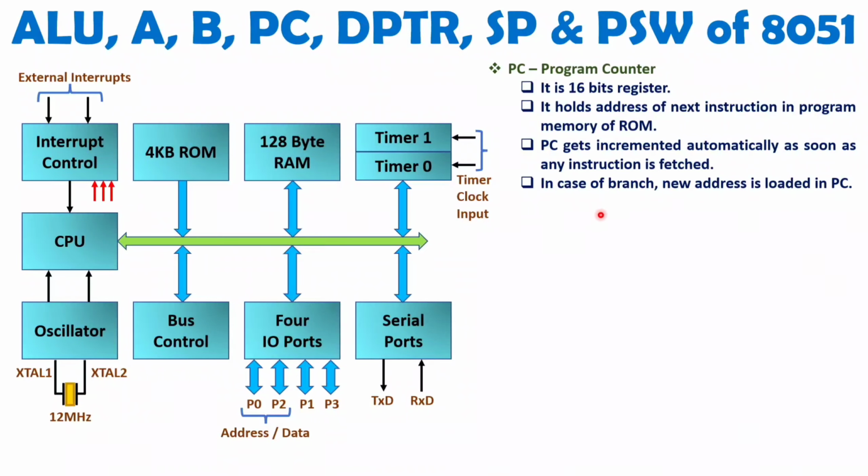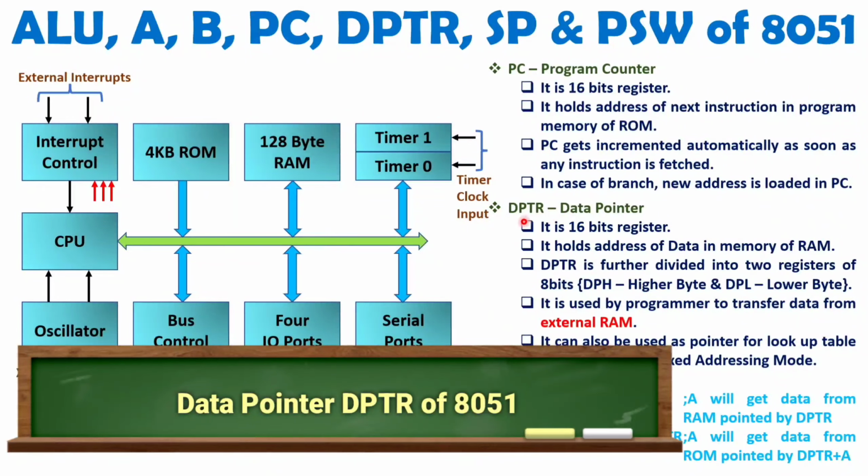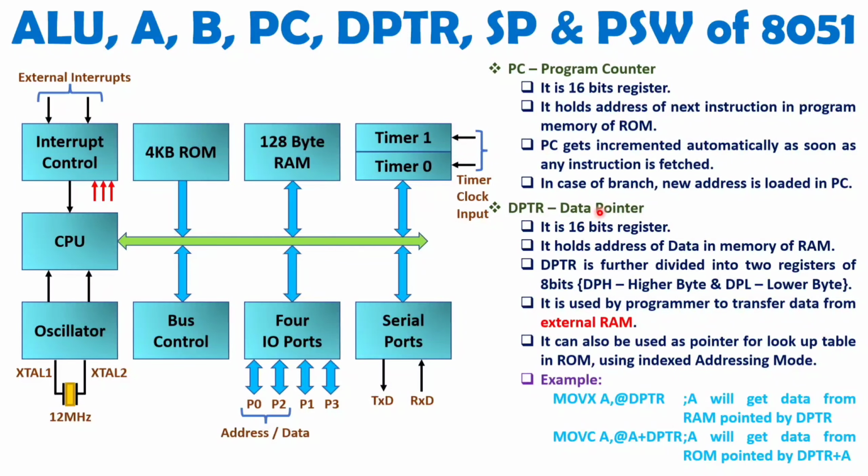Now my dear students, I'll explain the DPTR, the data pointer. The data pointer DPTR has a size of 16 bits, right? And it holds the address of data in data memory. Data memory will always be RAM, as 8051 is based on Harvard architecture. Program memory will be ROM, data memory will be RAM. Program memory is pointed to by the PC, data memory is pointed to by the DPTR. You should know that.